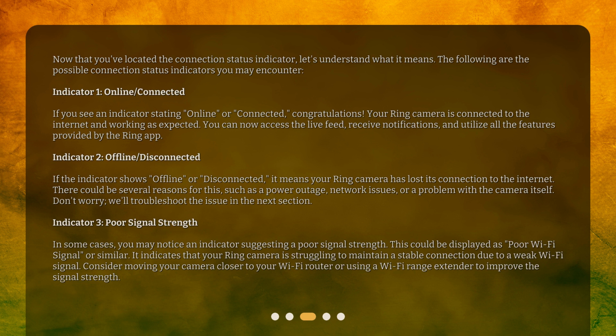Indicator 3. Poor signal strength. In some cases, you may notice an indicator suggesting a poor signal strength. This could be displayed as poor Wi-Fi signal or similar. It indicates that your Ring camera is struggling to maintain a stable connection due to a weak Wi-Fi signal. Consider moving your camera closer to your Wi-Fi router or using a Wi-Fi range extender to improve the signal strength.